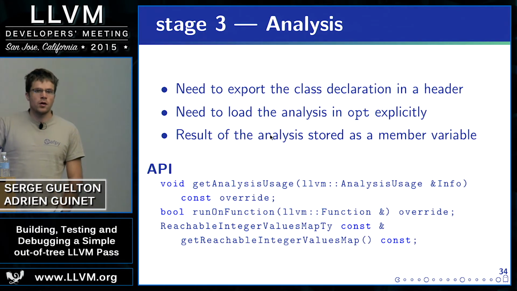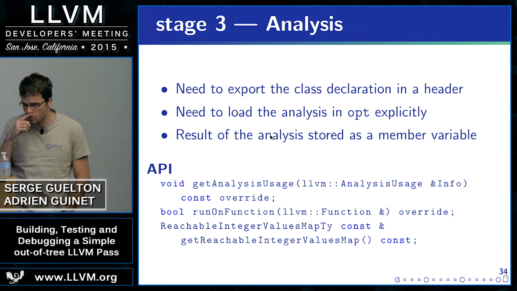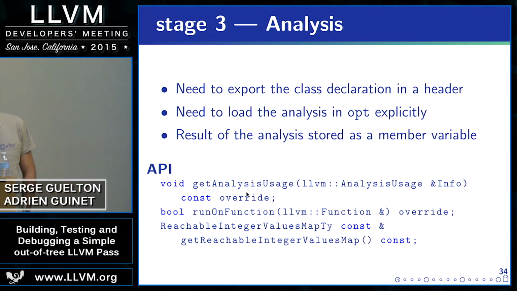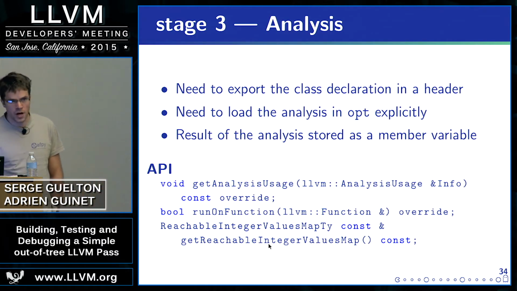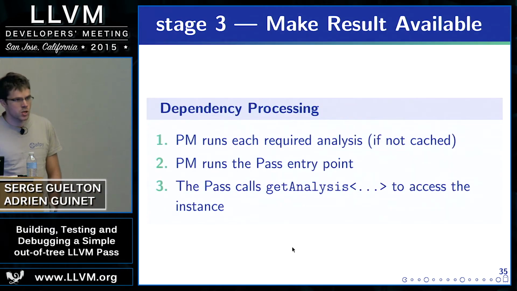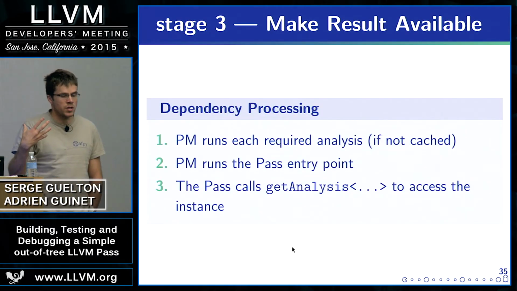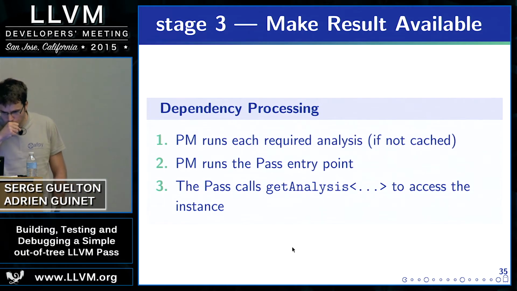And then an analyze in LLVM is built as a function with an internal state, and the internal state holds the result of the analyze. So you have to take care of this, which means that part of the API of the analyze, which is described here, is first, you declare the dependencies to other analyses, getAnalysisUsage. The typical runOnFunction you have to override, and a specific getter to get the result of the analysis. So I will go through this.